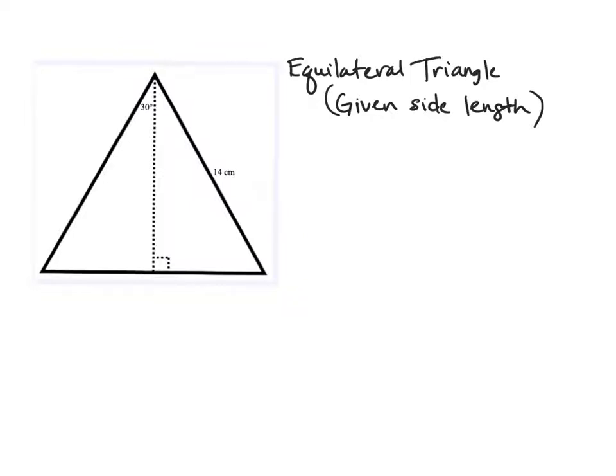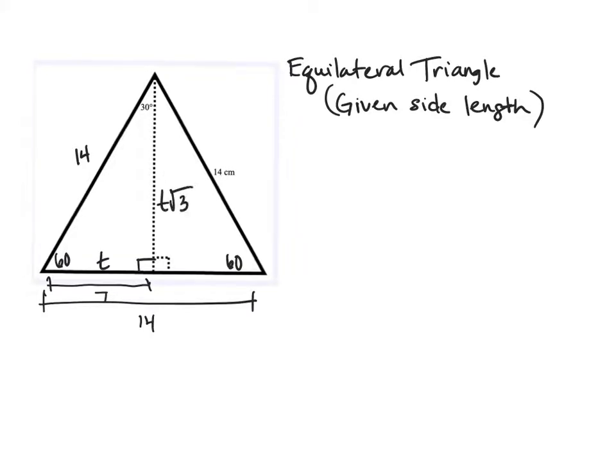Here we are asked to find the area of an equilateral triangle, and we're given a side length. Well, we know all sides then are 14. And that makes this length half of that, 7. And then we have to remember that in a 30-60-90 triangle, the sides are in the ratio of t for the short side, t root 3 between the 90 and the 30, and the hypotenuse is 2t.